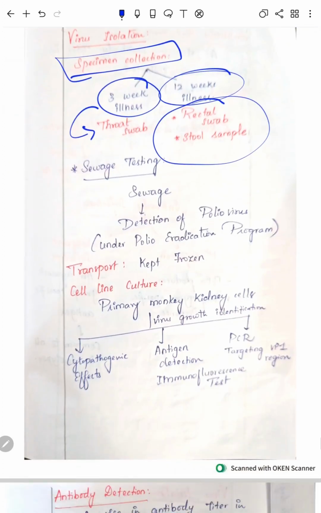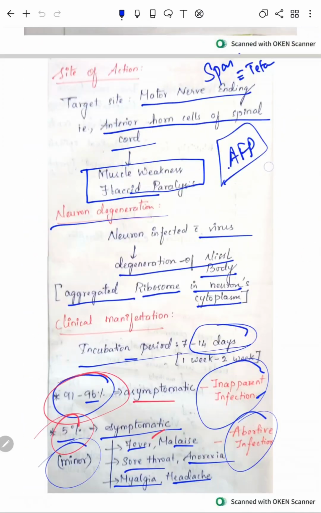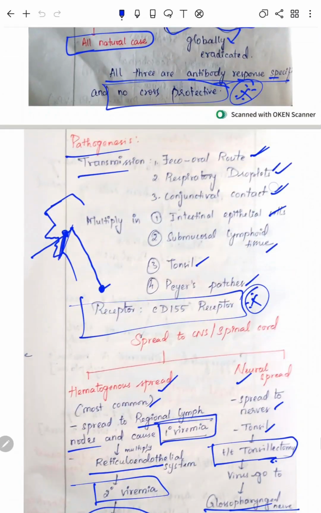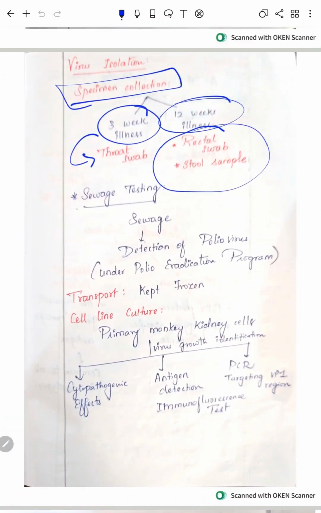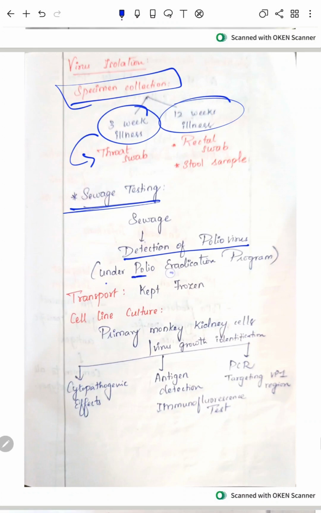Okay, you people already know this is transmitted via the fecal-oral route. So feces, the sewage, you people already know. Drainage with feces is called sewage, without feces is called sullage, from SPM. Okay, this is not important over here. Sewage testing: sewage is tested for detection of polio virus under the polio eradication program. Our government has implemented this.